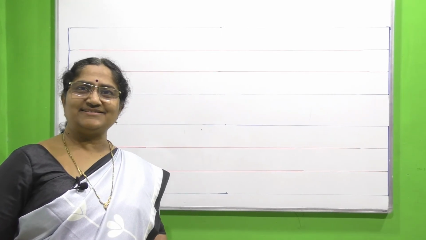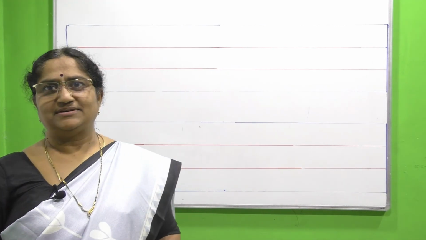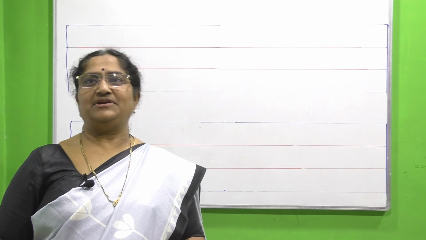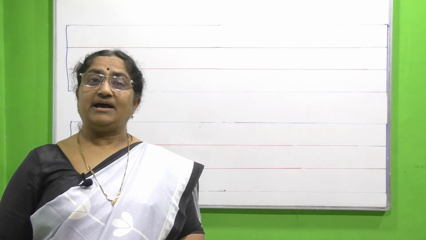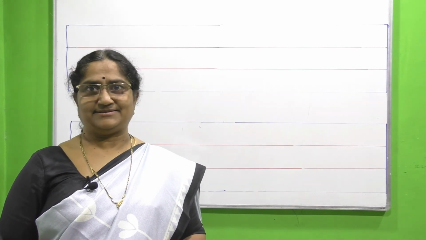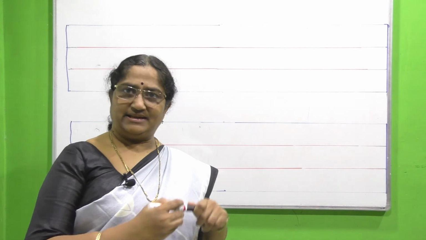Hello young learners. In our earlier class, we have learnt about middle zone letters. Today, we are going to learn about the upper zone letters, which are also known as ascenders. Upper zone letters. Let's move ahead.